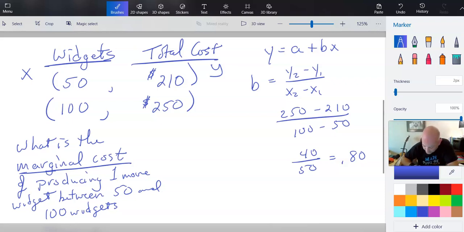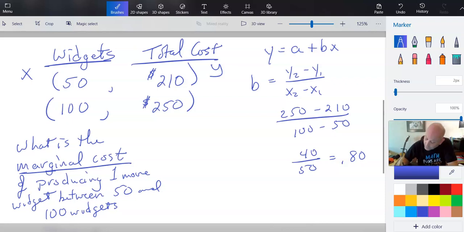Okay, so the marginal cost of producing one more widget, once I've produced 50 widgets. If I want to produce one more, it costs 80 cents to increase by 1, right? That doesn't mean that it costs 80 cents per widget. That's a big difference, right? If it's 80 cents per widget, then it should not cost $210 to make 50 of them, right? Because that's less than $1 a widget. It should be less than $50.